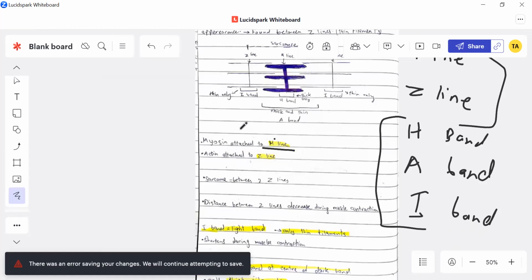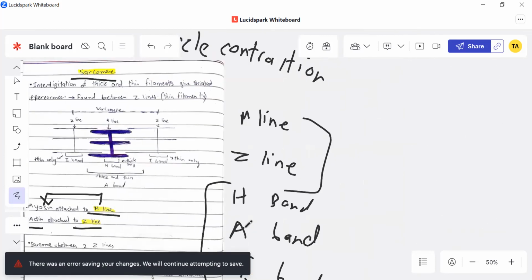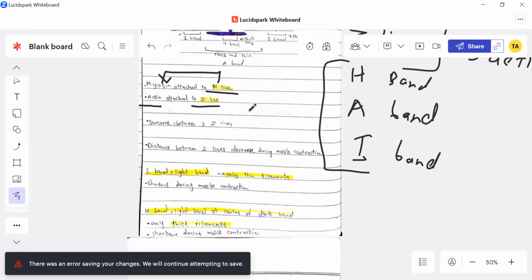The M line is where the myosin is attached. Myosin is attached to the M line, and the actin is attached to the Z line. So always remember the M line contains myosin, and the Z line contains actin. And so the distance between Z lines would decrease during muscle contraction. So when the muscle contracts, the distance between Z lines would decrease.